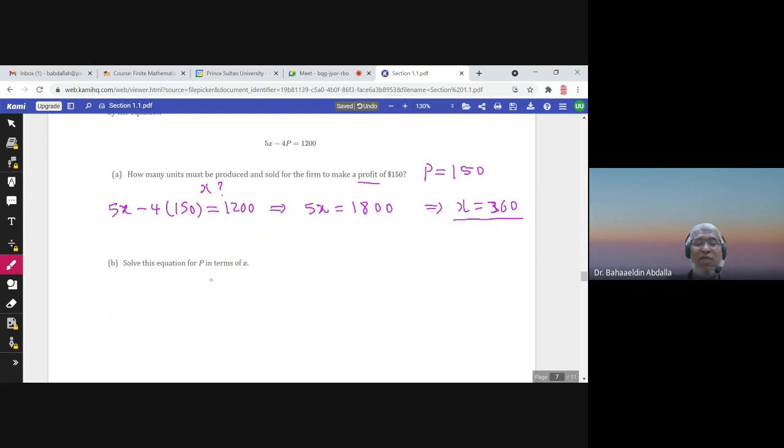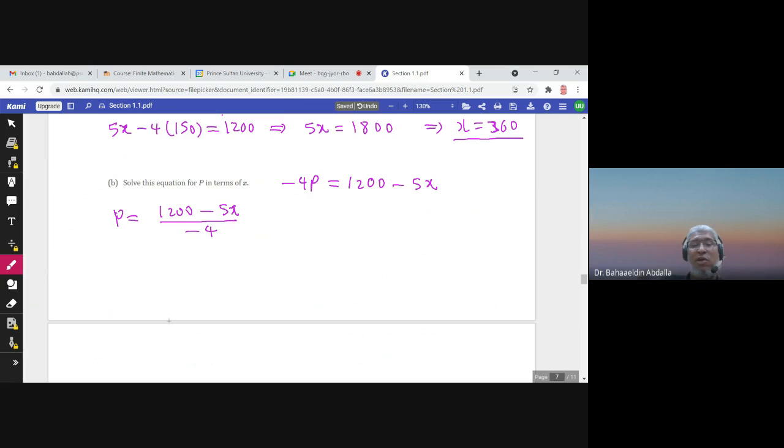B, solve this equation for P in terms of x. Solve it for P, so I need P to be alone in the left-hand side. So I will subtract 5x from both sides. So I will have in the right-hand side 1200 minus 5x. And then I will divide by negative 4. So P is 1200 minus 5x over negative 4. I can leave it like this, or I can write it this over this minus this over this.